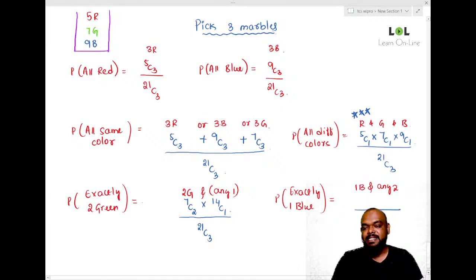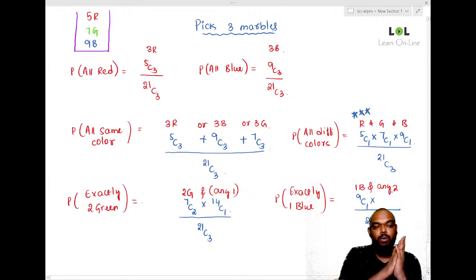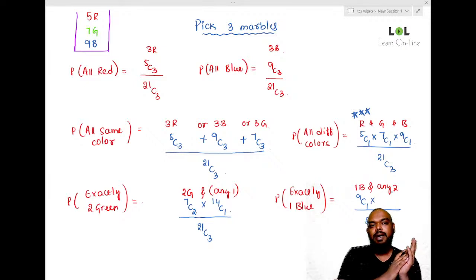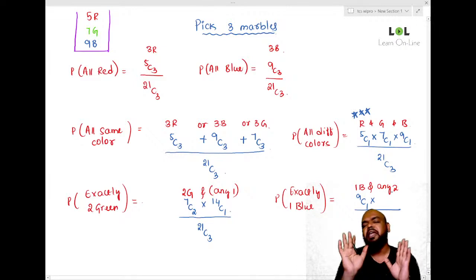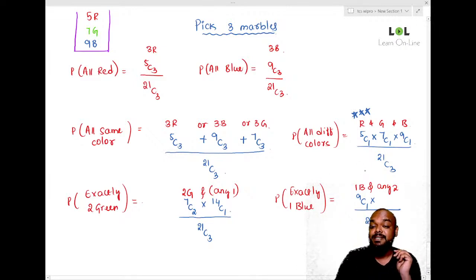Total cases will remain the same for us, that is 21C3. One blue, 9 blue are there, out of which we need one, 9C1. And any two, you tell me, what is any two? Perfect, Tarun. Red and green, how many are there together? 12 are there. From those 12, I can get any two marbles. So 12C2 will be my final answer.